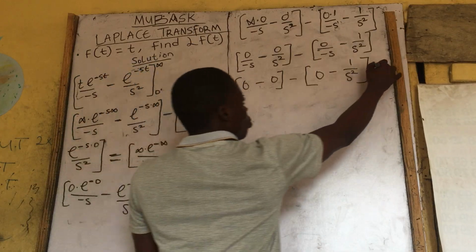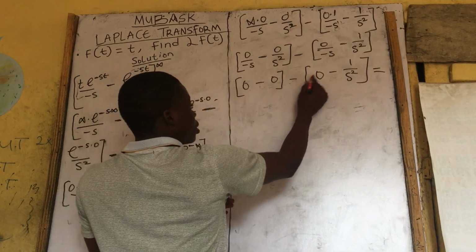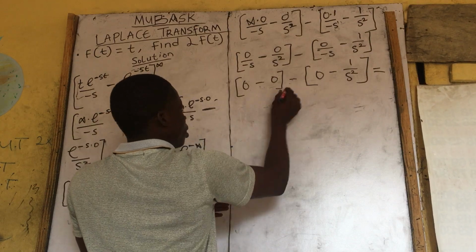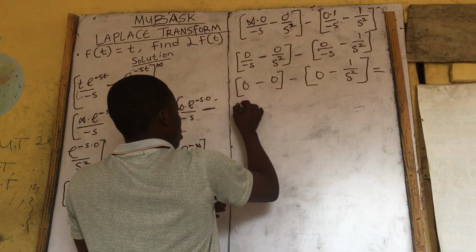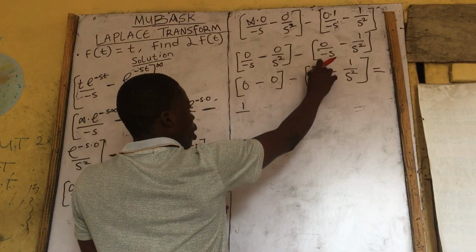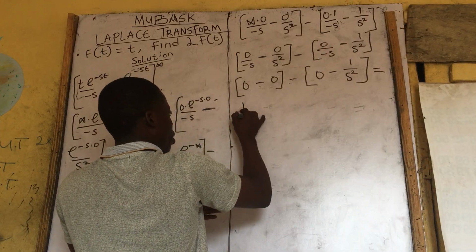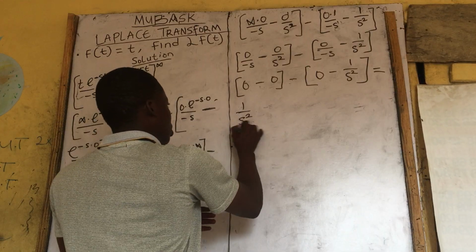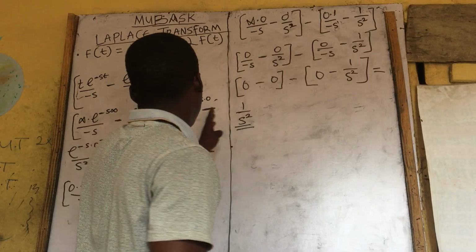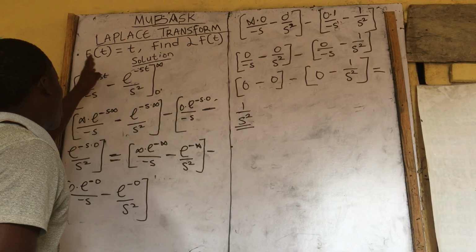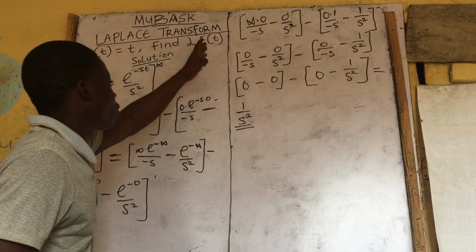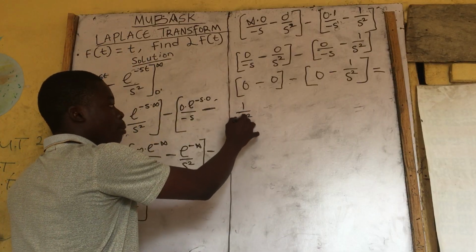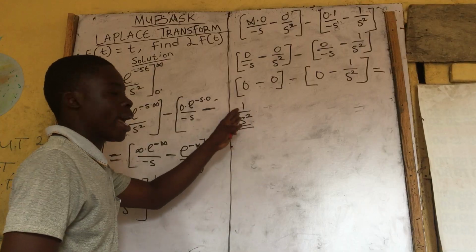So it is also equal to minus times minus giving us plus, that is 1 divided by, this one is 0, it has gone, 1 divided by s squared. So this is our final answer. Our f of t equals t. Find the Laplace of f of t. Our Laplace of f of t equals 1 divided by s squared.